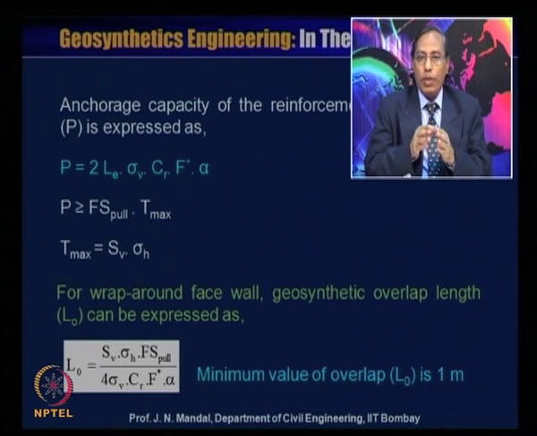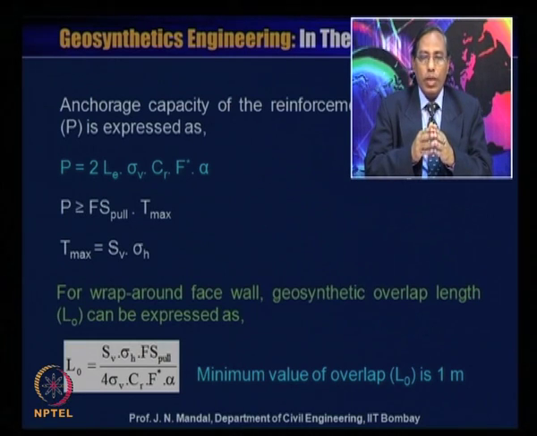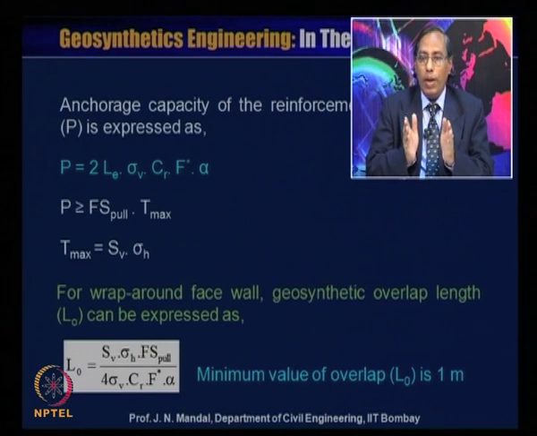For a wraparound face wall, the geosynthetics overlap length, which we call L0, can also be expressed as L0 is equal to SB into sigma H Fs pull divided by 4 of sigma V into CR F star into alpha. The minimum value for the overlap L0 is 1 meter.